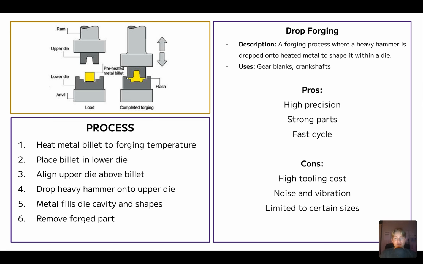Another advantage over traditional forging, though, is that it is a very fast cycle because we are pushing it directly into the shape that we want. We don't have to continually repeat the process until we have that shape.